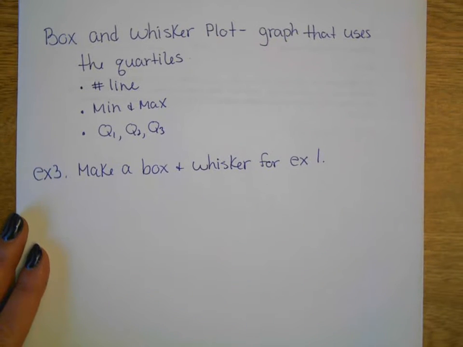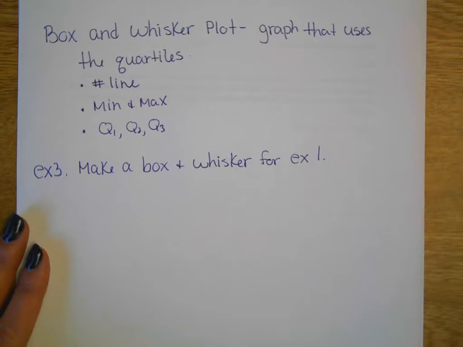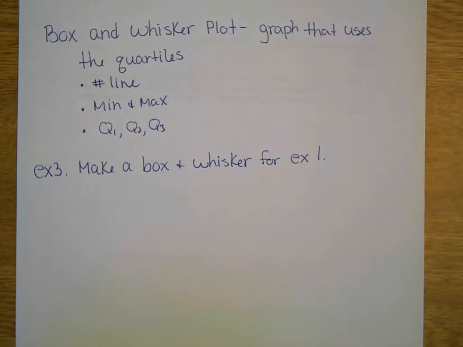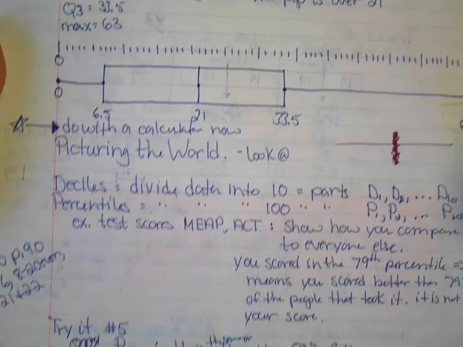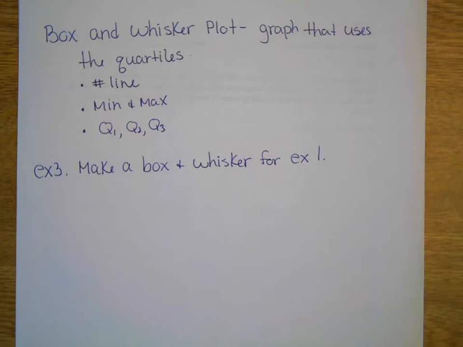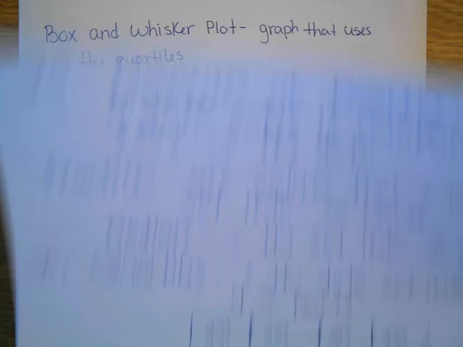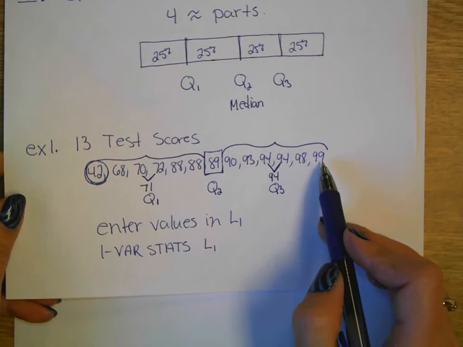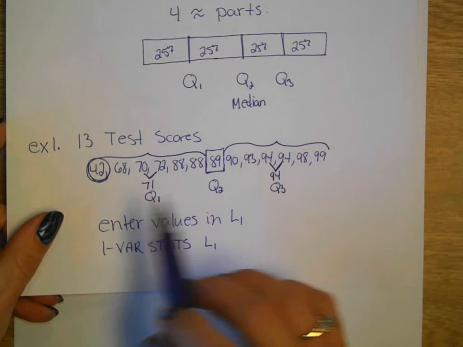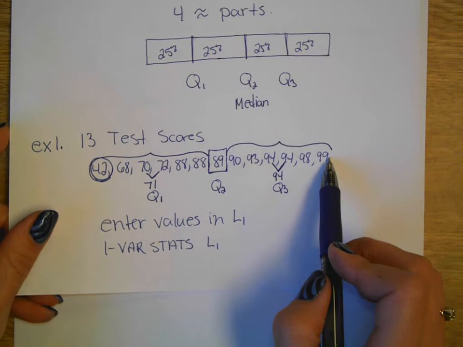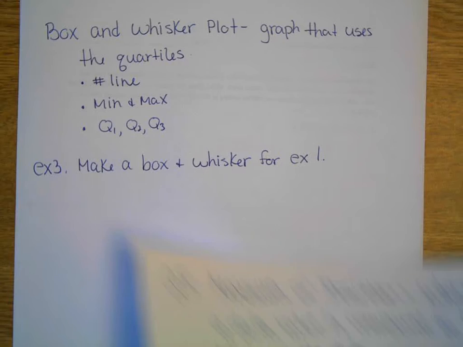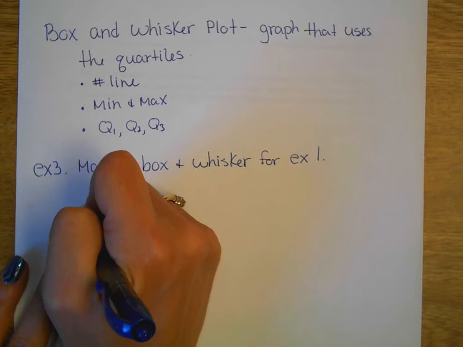Okay, you need a number line that goes from your min to your max. So if we go back to that, how much space is this going to take up? Okay, so we need a number line that goes from our min to our max. Our minimum value was 42, and our max was 99. So let's just say our number line is going to start at 40 and go to 100. So we're going to make a number line that goes from 40 to 100.